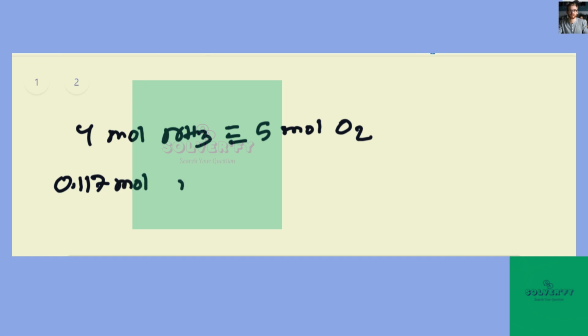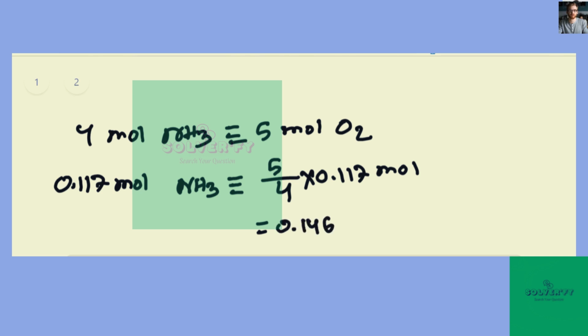That means we'll find out how many mole of oxygen we need to react with 0.117 mole of ammonia. So 4 mole of ammonia react with 5 mole of oxygen. That means 0.117 mole ammonia will react with 5 by 4 times 0.117 mole, which is equal to 0.146 mole O2.